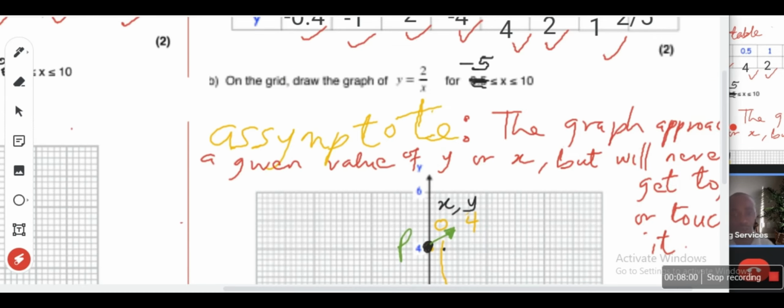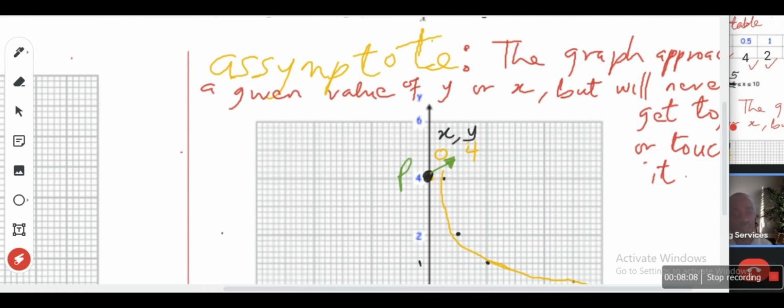For this function, x can never be 0. Since x can never be 0, it will never touch the y-axis. This graph will never touch the y-axis. It will be coming close to it, but it will never touch it, because once it touches it is when x is 0, isn't it?